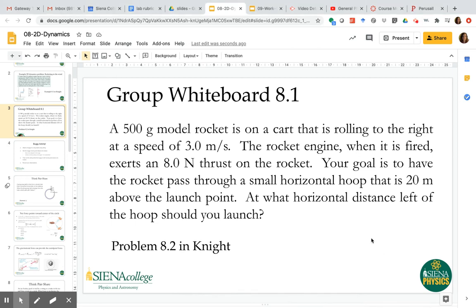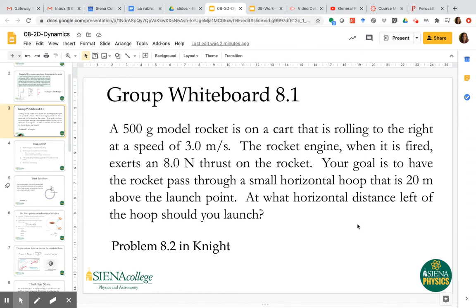Hello, I'm going to work through whiteboard problem 8.1. So this is 2D dynamics. We have a 500-gram model rocket. I'm going to start writing my knowns down here. Mass is 0.500 kilograms. It's on a cart, rolling to the right with a speed of 3 meters per second. So the initial x velocity is 3 meters per second.